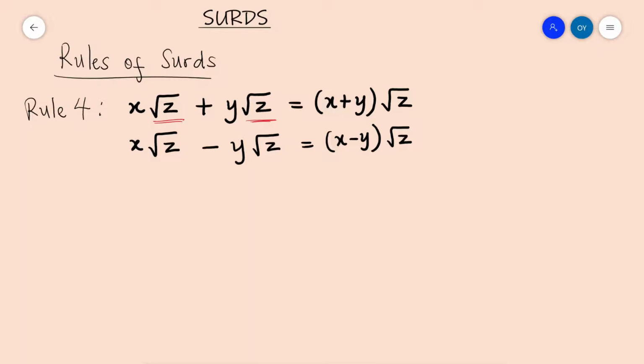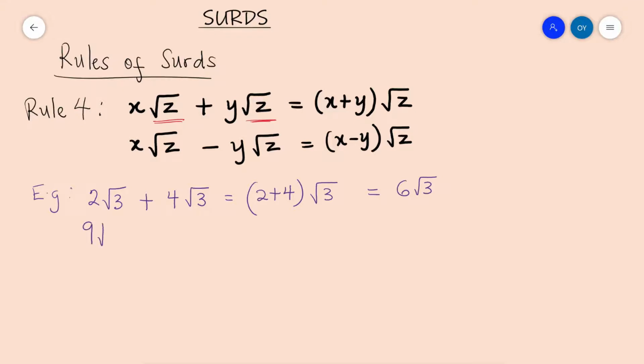An example to illustrate this is 2 root 3 plus 4 root 3. This is 2 plus 4, root 3, and this gives you 6 root 3. Also, for subtraction, we have 9 root 2 minus 7 root 2. This is 9 minus 7, root 2, and 9 minus 7 is 2, so we have 2 root 2.